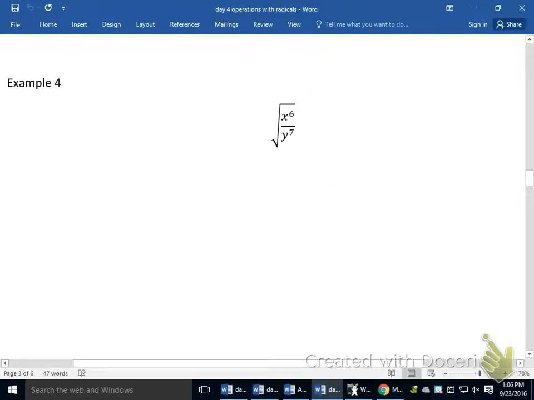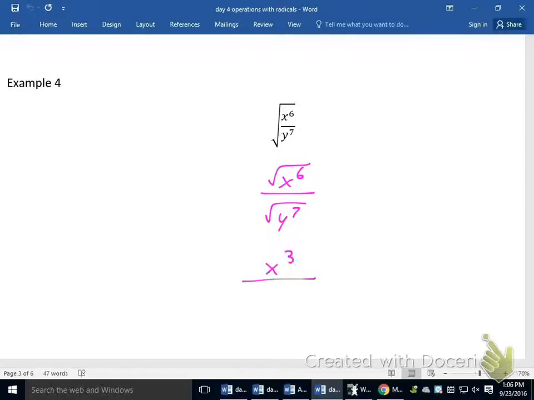Alright, while it looks like there's really nothing going on this problem, it's the fact that there's a fraction within the root, and that's where the issue is. Because this would be rewritten as the square root of x to the 6th over the square root of y to the 7th. Alright, now what I personally like to do is I like to go ahead and just reduce both of those as much as I can. So on the numerator, that's going to be x to the 3rd power, 6 divided by 2. On the denominator, 7 divided by 2 is going to be 3 with a remainder of 1. So y to the 3rd and a remainder of 1.